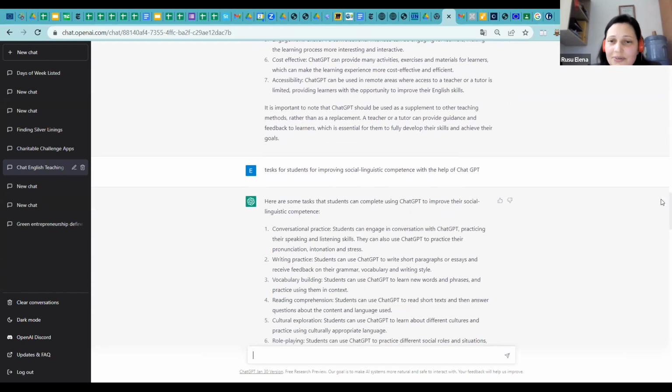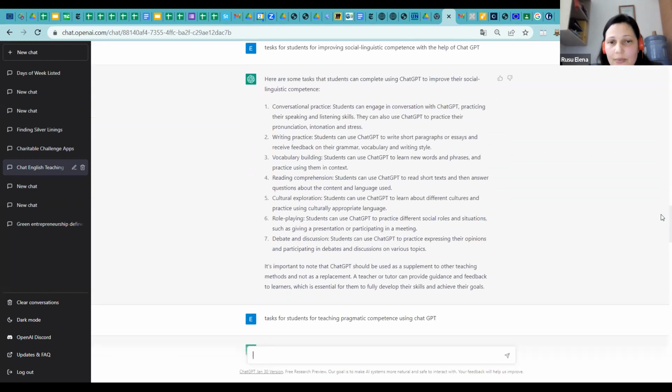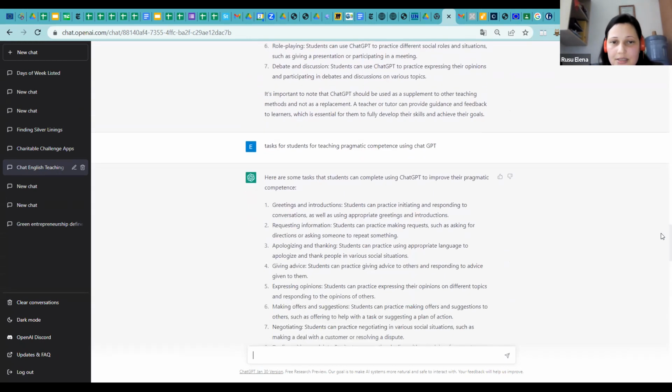So is everything related to the art of asking questions? "Tasks" here is a mistake, but anyway, ChatGPT understood. Tasks for students for improving sociolinguistic competence with the help of ChatGPT. I checked what kind of tasks can be created with the help of ChatGPT that would help me as a teacher to develop sociolinguistic competence.